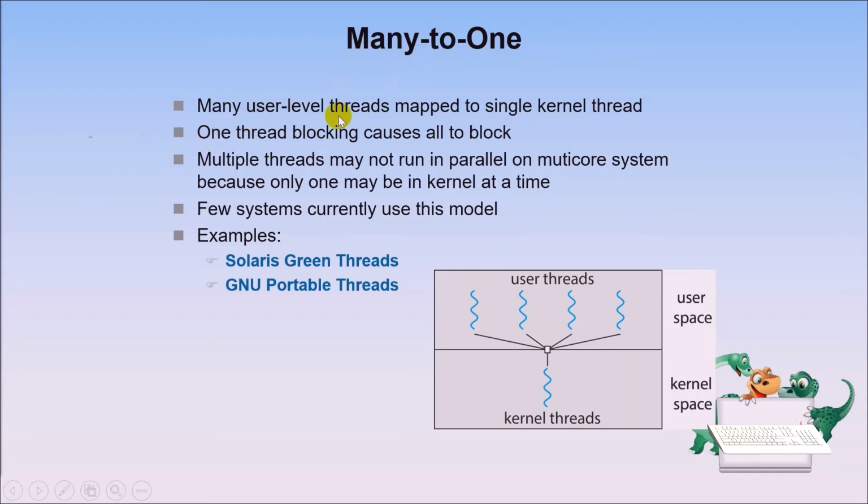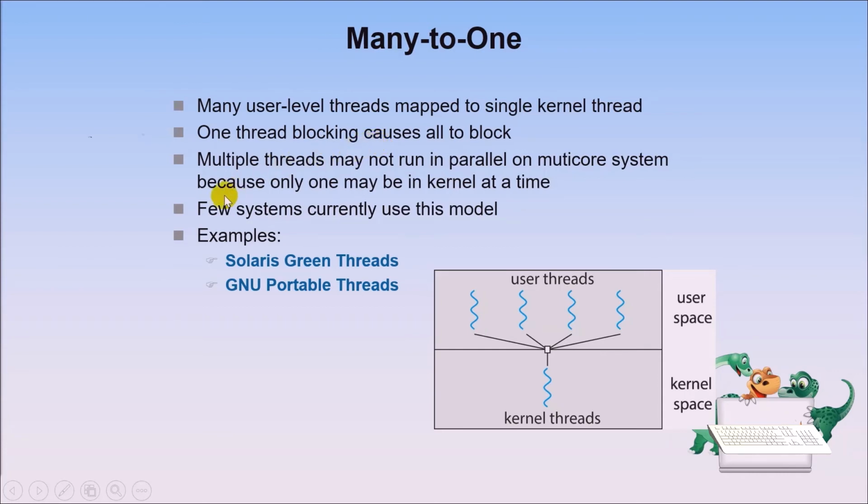In the many-to-one model, many user-level threads are mapped into a single kernel thread. Thread management is handled by the thread library in the user space, which is very efficient. However, if a blocking system call is made, then the entire process blocks even if the other user threads would otherwise be able to continue. So one thread blocking causes all to block.